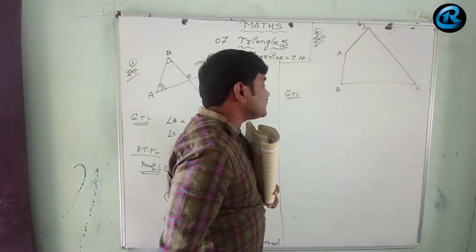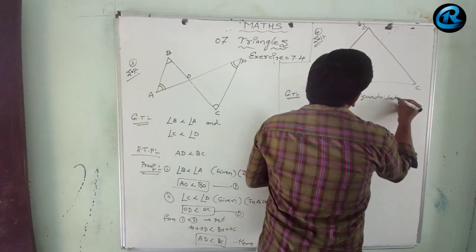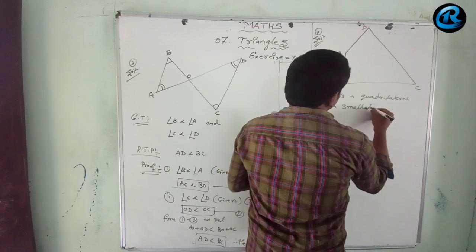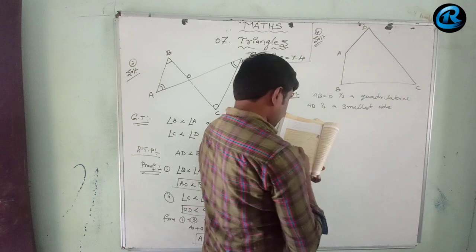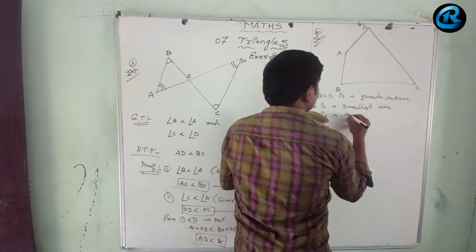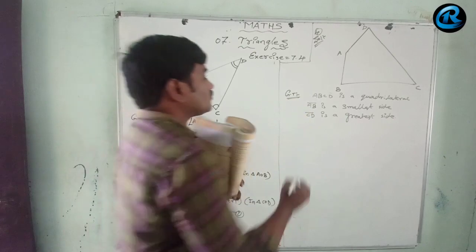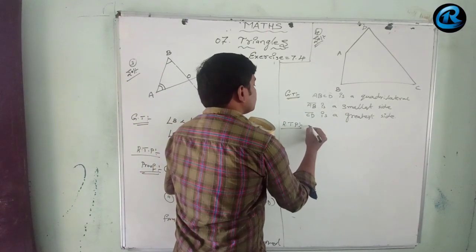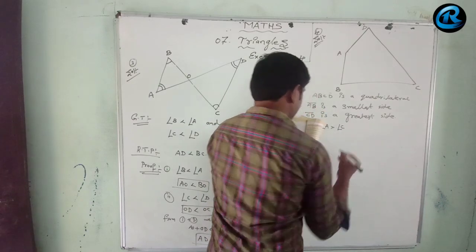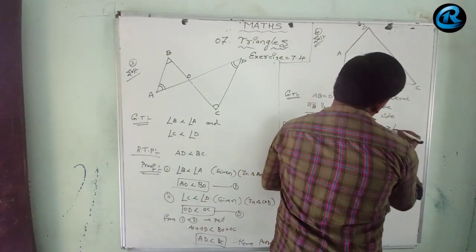First let us write this. ABCD is a quadrilateral in which AB is the smallest side and CD is the greatest side. We have to show, required to prove, that first, angle A is greater than angle C, and second, angle B is greater than angle D.